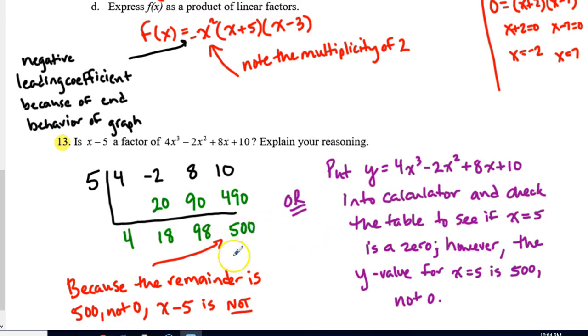And again, that makes a cool connection here. The remainder, according to our remainder theorem, is equivalent to the function value at that particular x value. So when I sub in 5 to the function, I get 500. When I divide the expression by the factor x minus 5, I get a remainder of 500. Not a coincidence. It's always going to work that way. So you can do it either way. If I want to know what the remainder is, I can just pop it in my calculator and evaluate it and avoid the division. Kind of a cool connection.